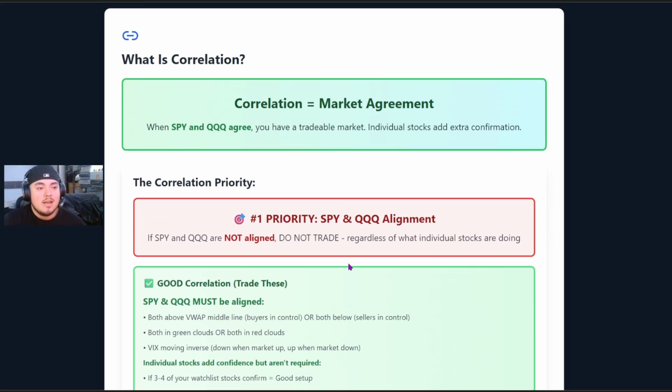So going on to the next slide here, what is correlation? Correlation is market agreement. So when SPY and QQQ agree, when you have a tradable market, individual stocks add extra confirmation, right? So it's kind of a layer of confidence with the probability of your trade. If you have more things lining up, the probability of your trade is higher, and you're going to be able to take more quality trades, right?